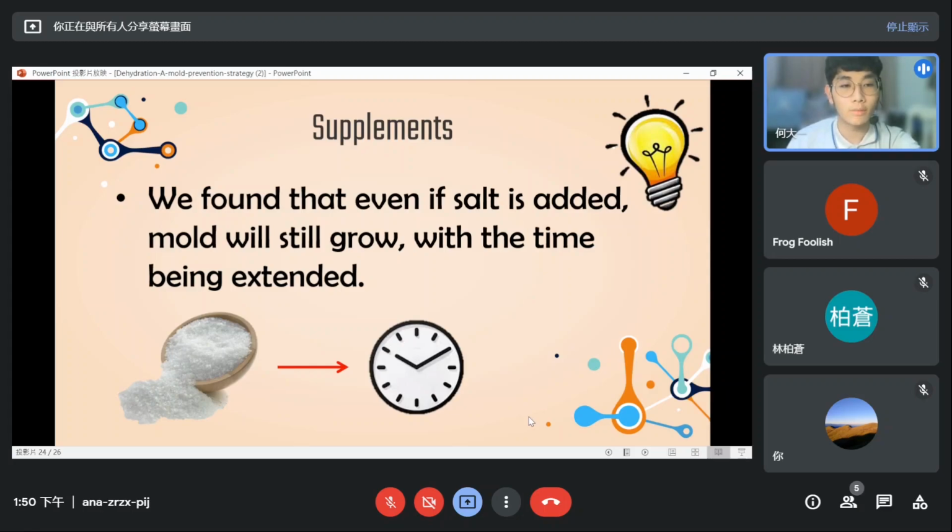Unlike the salted objects in the market, they will not grow mold for a long time. We speculate that the water vapor in the open environment reduced the salinity, which caused the mold to fail to grow at the beginning, but in the end, it still grew.